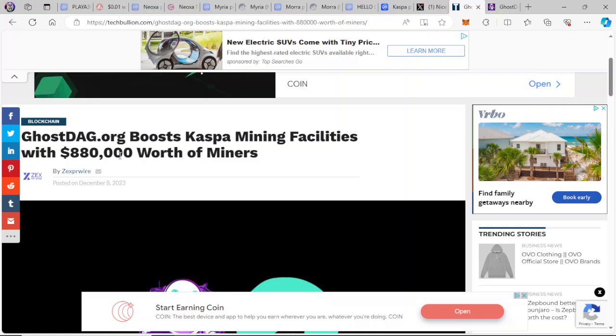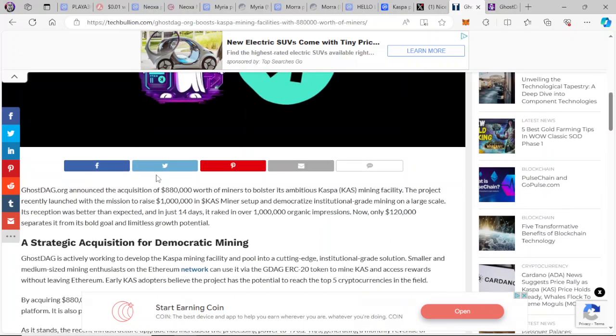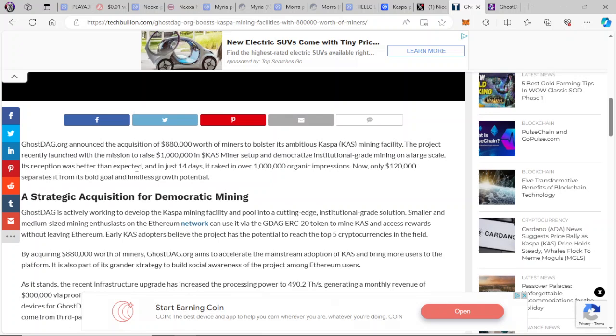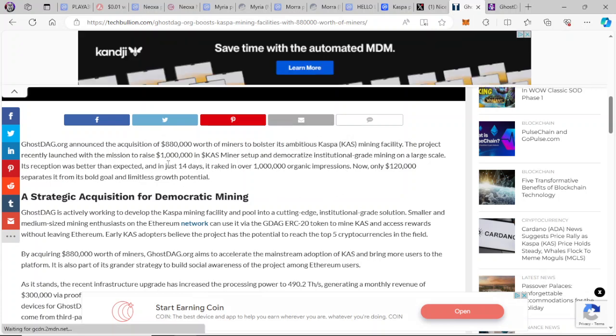So the title reads, boosts Kaspa mining facilities with $880,000 worth of miners. This is the most important stuff right here. Ghostag.org announced the acquisition of 880K worth of miners to bolster its ambitious Kaspa mining facility. The project recently launched with the mission to raise $1 million in Kaspa miners set up and to democratize institutional-grade mining on a larger scale. Its reception was better than expected.